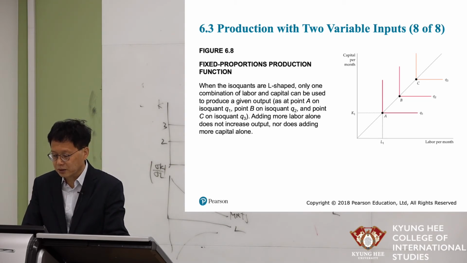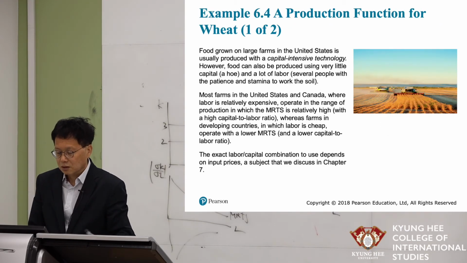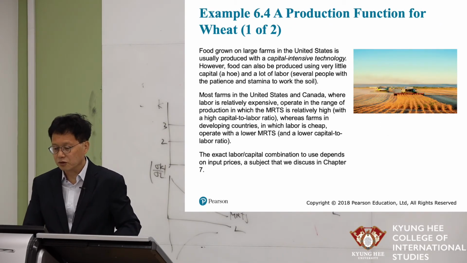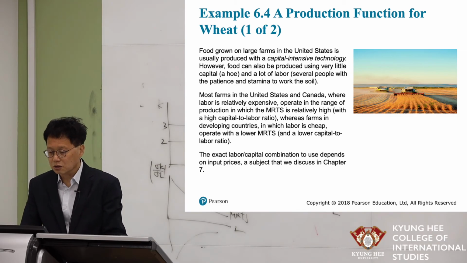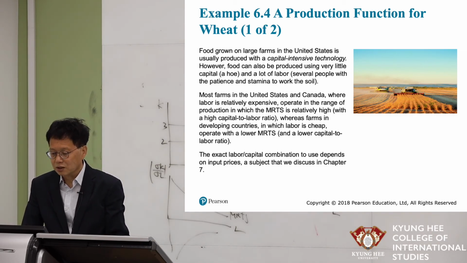I already explained this. Example, production function for wheat. Food grown on large farms in the US is usually produced with a capital-intensive technology. Why? The United States is a land-abundant and labor-scarce country. However, food can also be produced using very little capital and a lot of labor. Right?